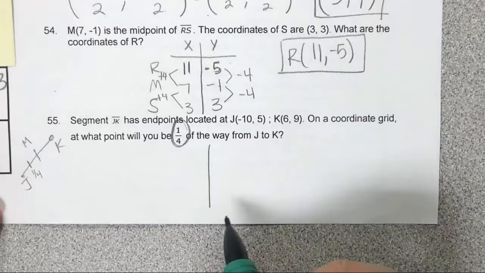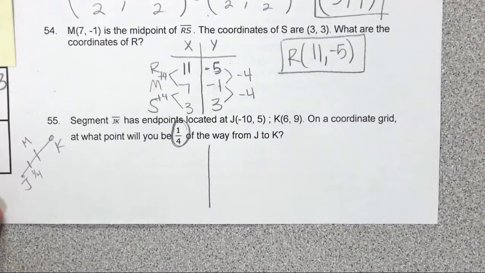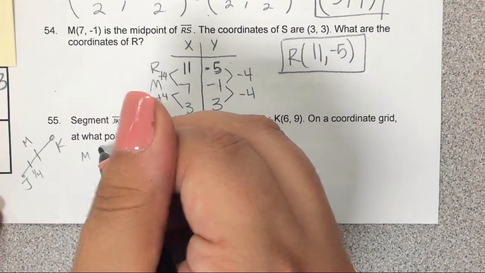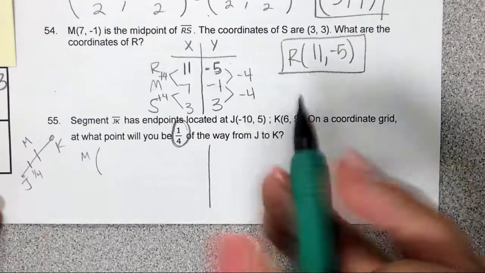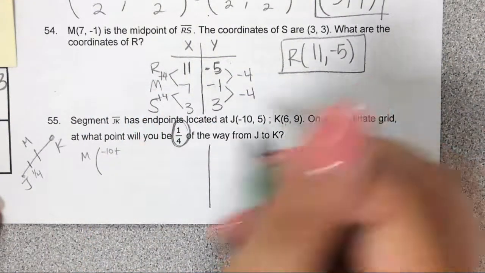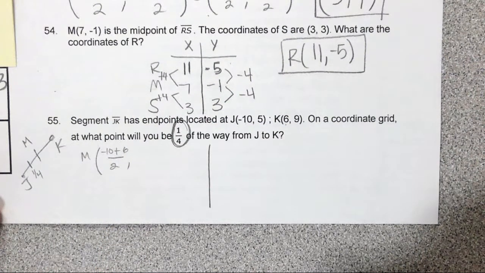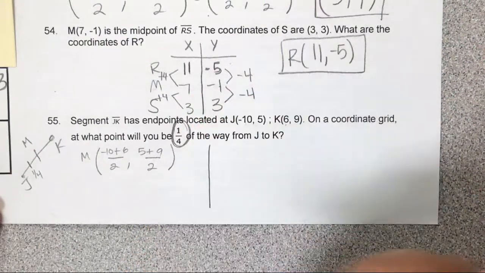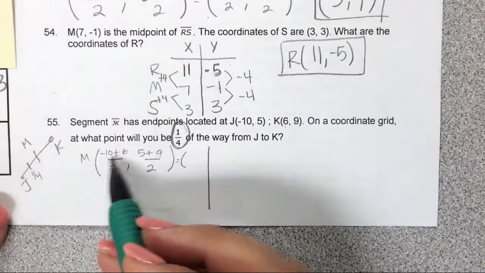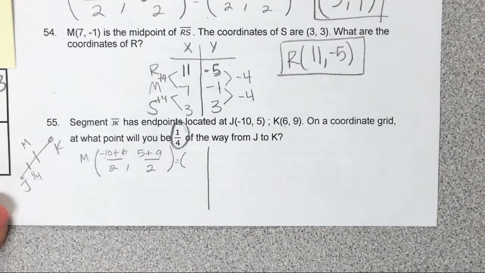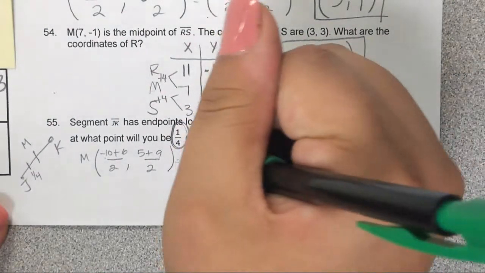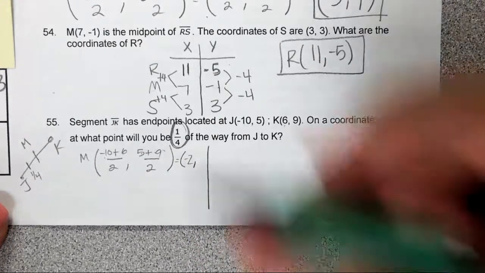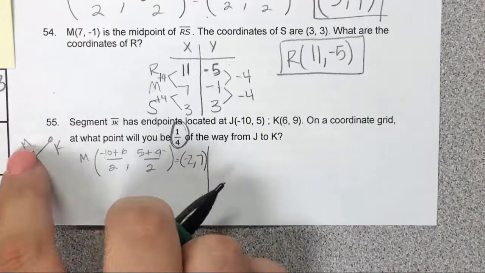So let me do that real quick. So the midpoint of JK, which is M, is going to be negative 10 plus 6 divided by 2, comma, 5 plus 9 divided by 2. What's negative 10 plus 6? Divided by 2? Negative 2. What's 5 plus 9? Divided by 2? 7. That's your midpoint. That's my M right here.